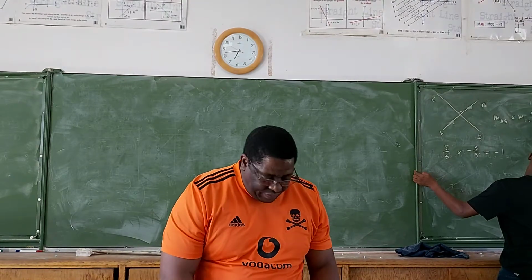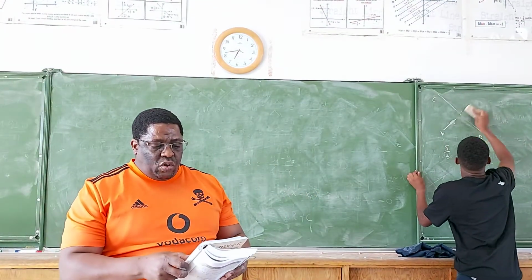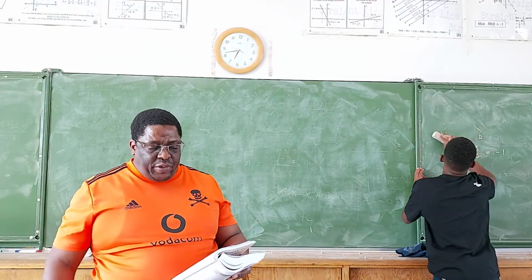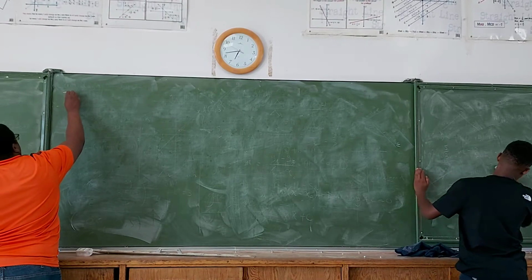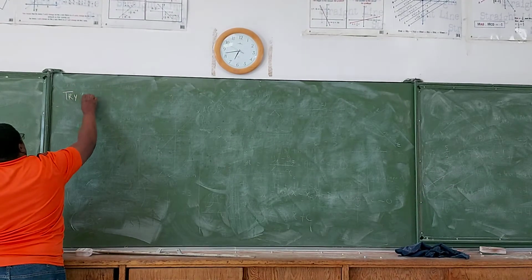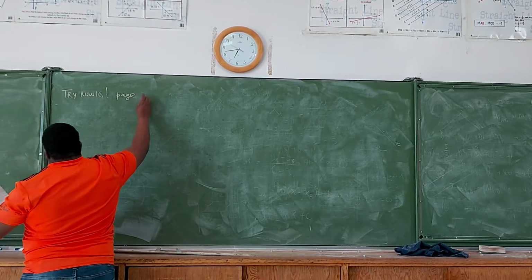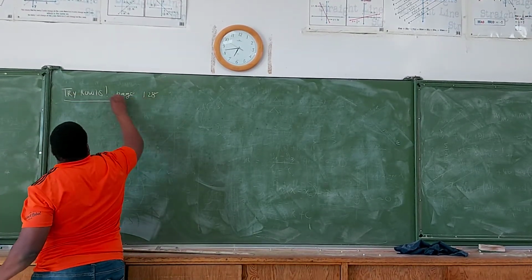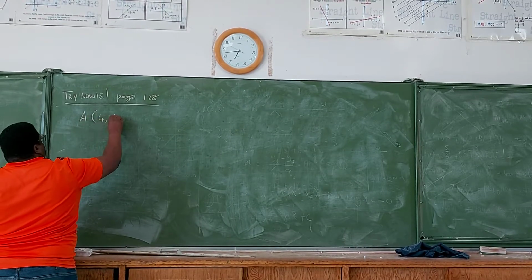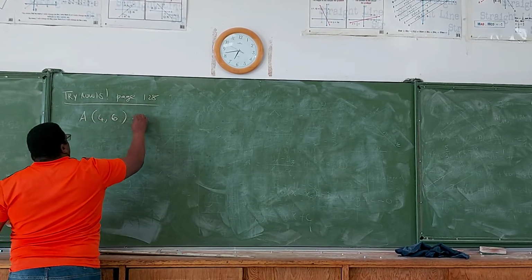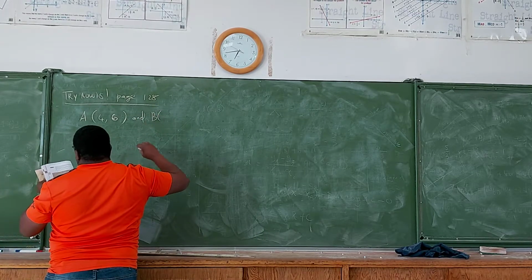Let's look at Try Now 18. The point C lies on the perpendicular bisector of the line joining points A and B. Now let me just write down. So this is page 128. So I'm given 2 points. Point A being 4,6 and point B being 10,2.